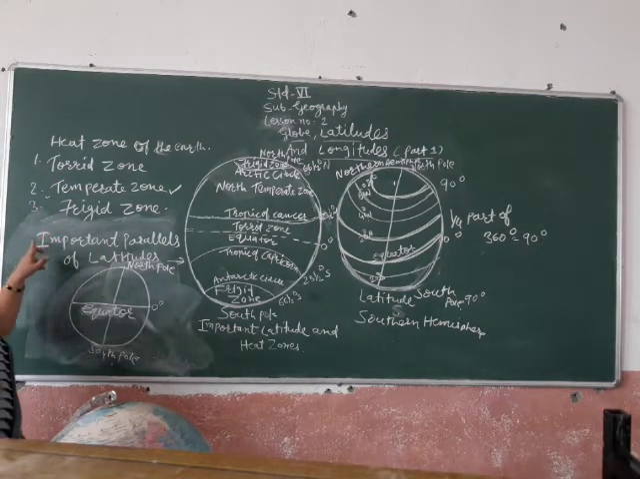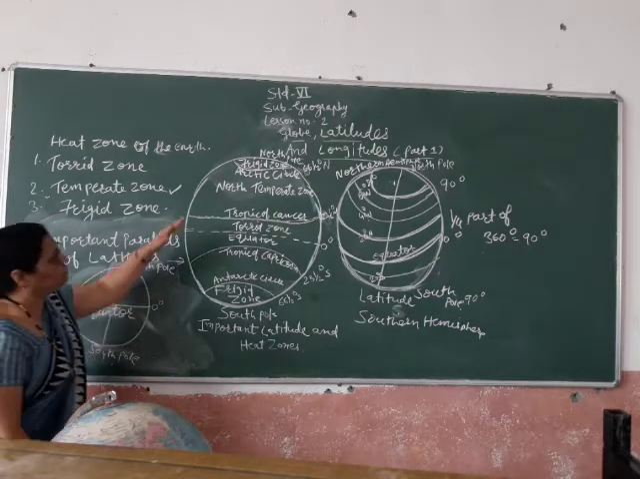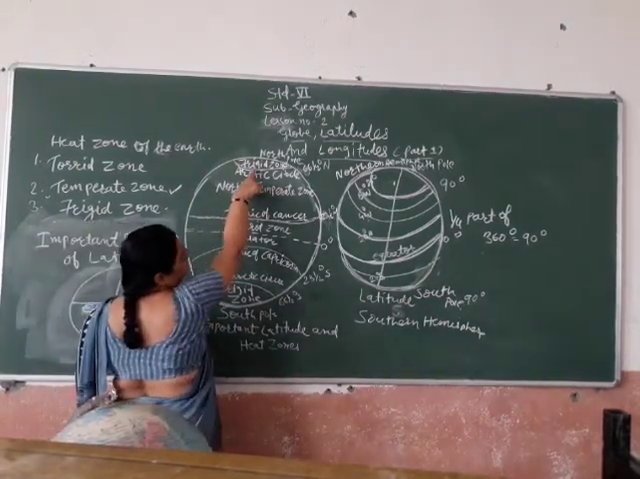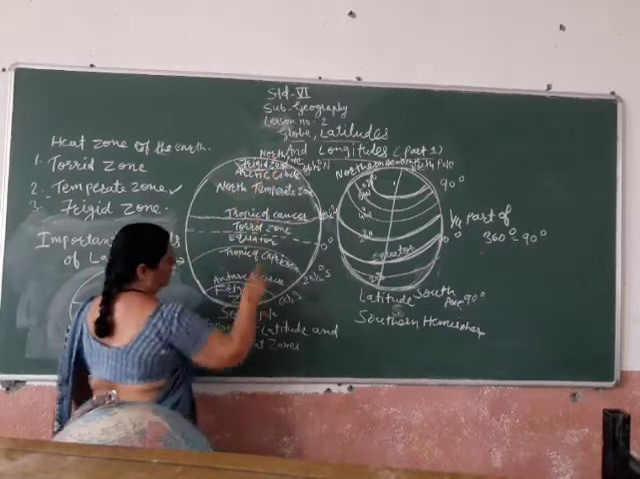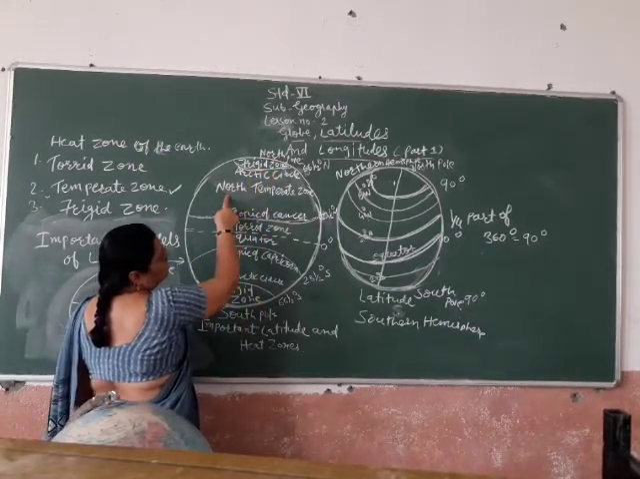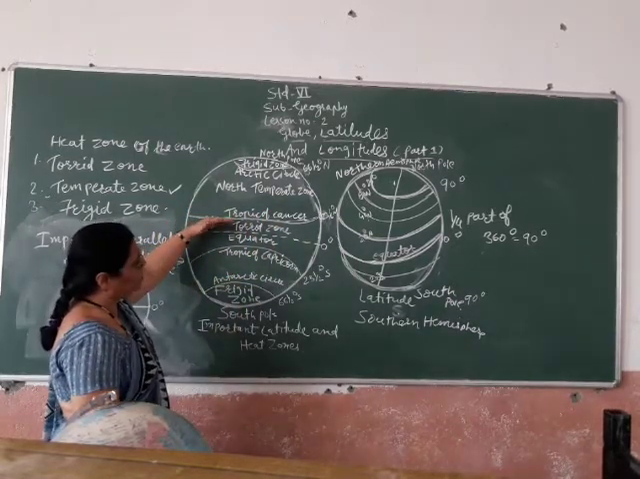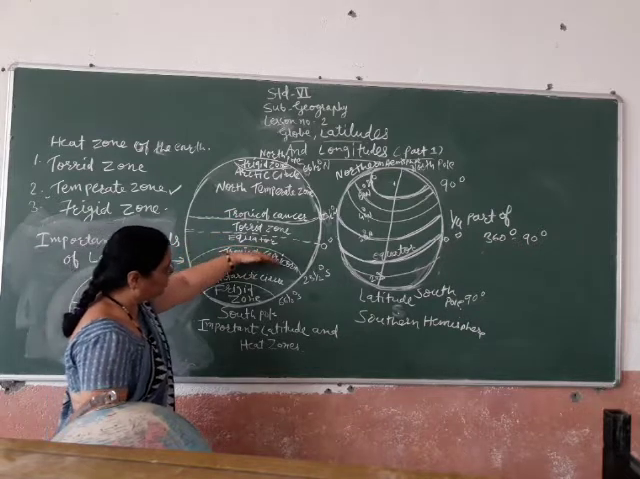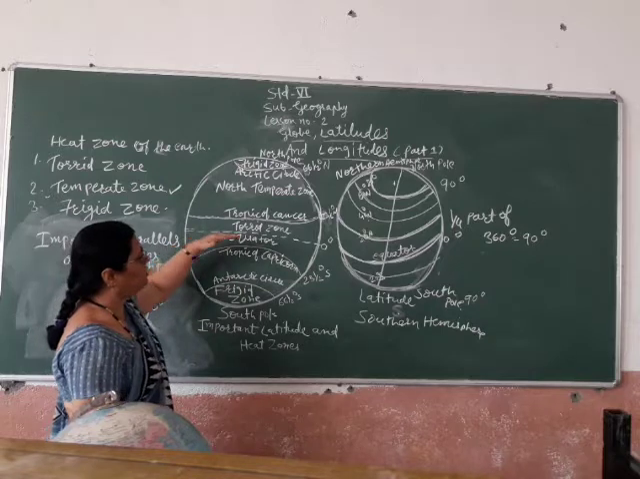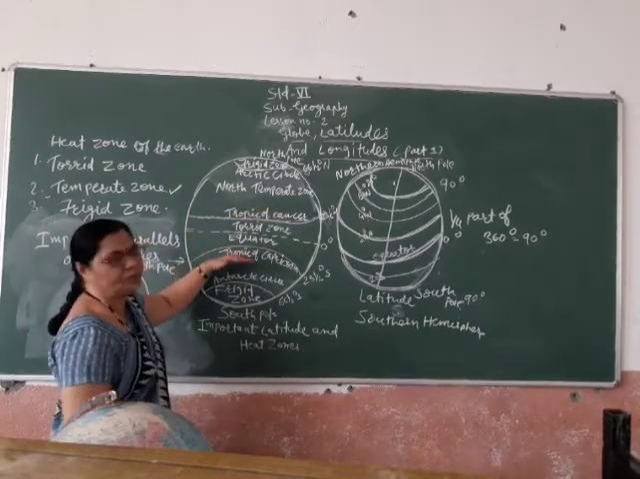Before that, the important parallels of latitude. Here the first is the frigid zone, as usual at the north pole and the south pole. Here the frigid zone, then the Arctic Circle, north temperate zone, Tropic of Cancer, the torrid zone, equator, Tropic of Capricorn, then Antarctic Circle and the frigid zone. As the equator divides the earth, the first are the Tropic of Cancer and the Tropic of Capricorn.